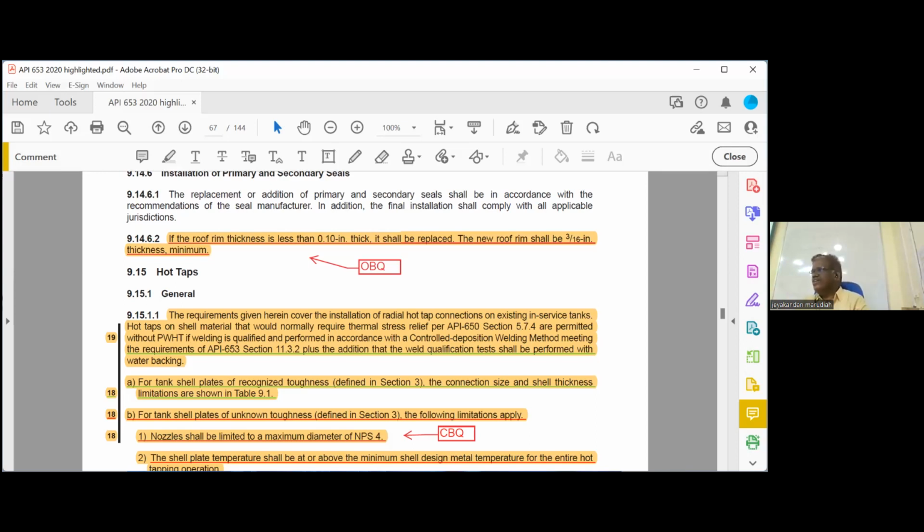Because we cannot do PWHT after hot tapping. In service we cannot do it. So PWHT, and with the stress corrosion cracking problem, the shell also we cannot do PWHT. So we cannot do hot tap.